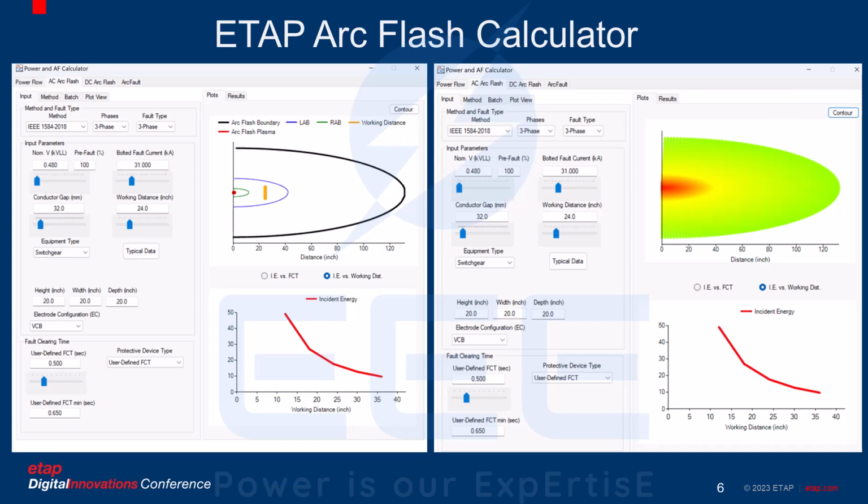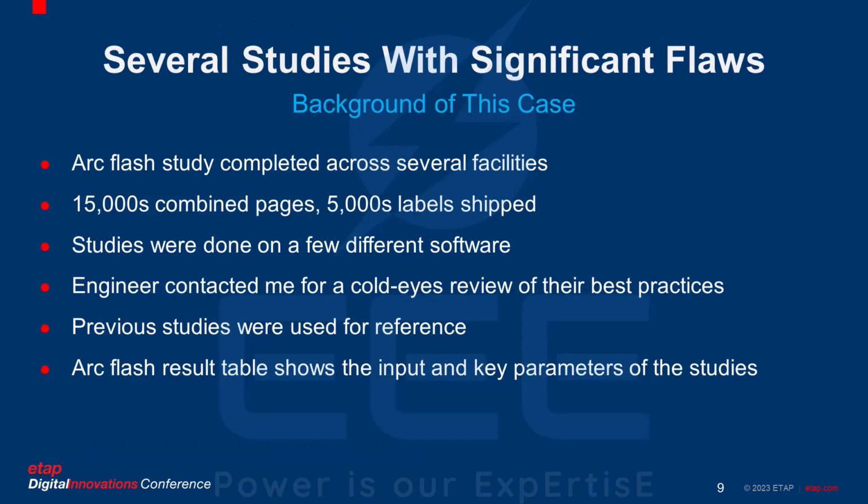Let's see how I use this tool to detect massive flaws. A facility owner and engineering firm called me to do a cold eye review of their quality control practice to assess their power studies, short circuit, load flow, coordination, arc flash reports, and a few more. The goal was to use the learning of my feedback for their upcoming reports. I asked them to provide me with previous arc flash reports, and we can start from here.